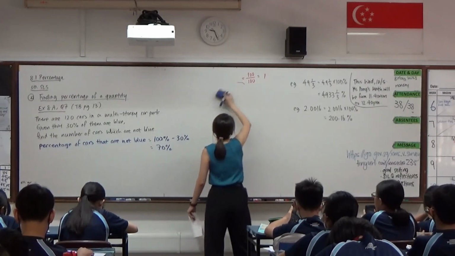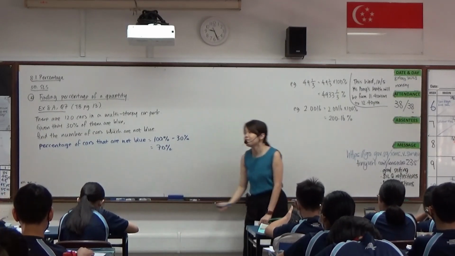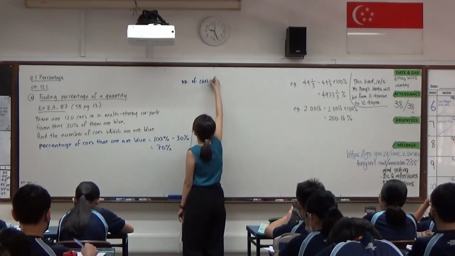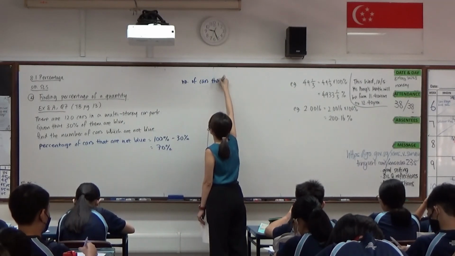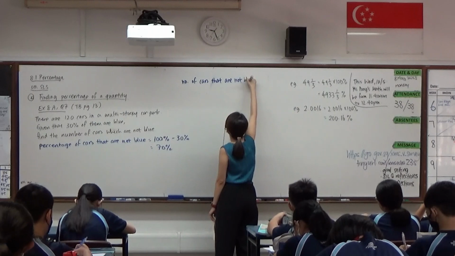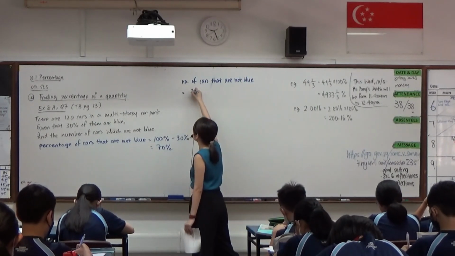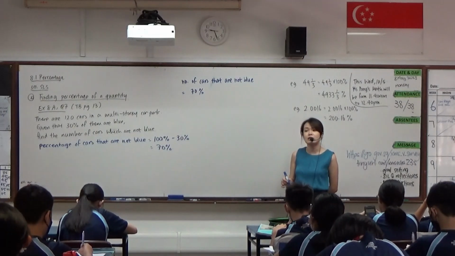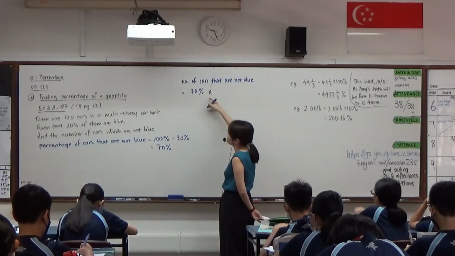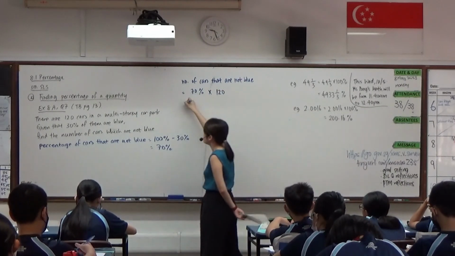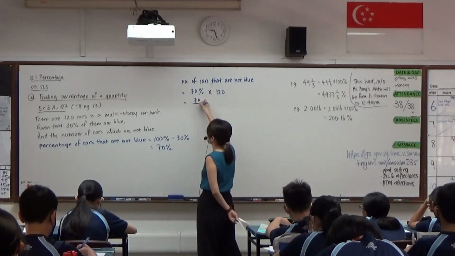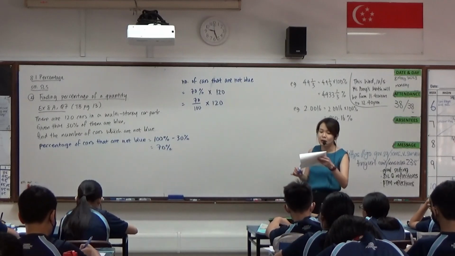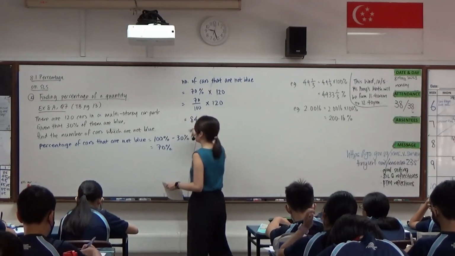Finding the number of cars that are not blue will be equals to 70% of your 120 cars. And we say "of", we actually mean multiplication, so times 120. We can write 70% as 70 over 100, and then multiply by 120 to get 84. Okay?